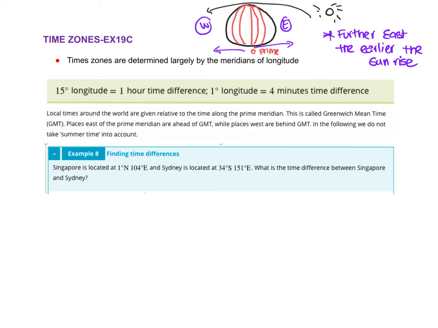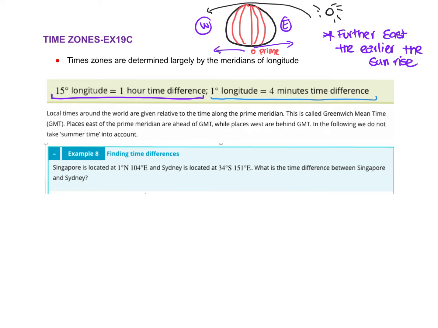All right, so as we said, time zones are calculated using these longitudes or meridians. They might call them meridians. Okay, and if you have a 15-degree difference in your longitude, there's about an hour time difference. This is often the one they use, but we could convert that to 1 degree equals about 4 minutes difference, okay? So once we go through the questions, you'll see it's quite easy.